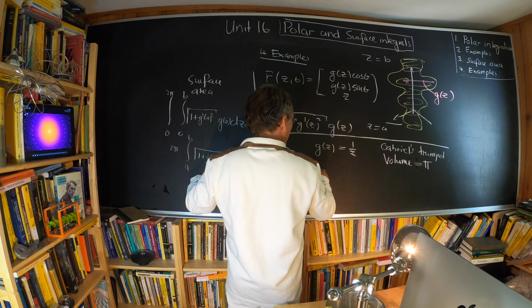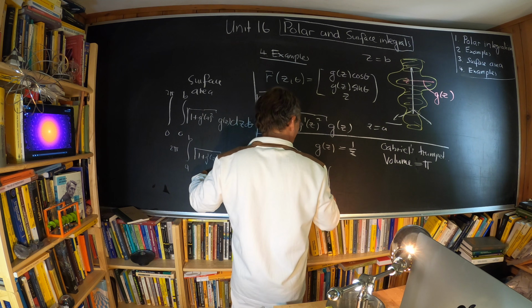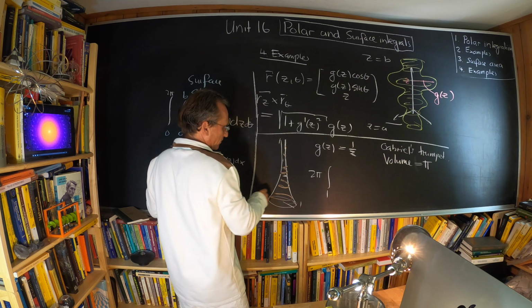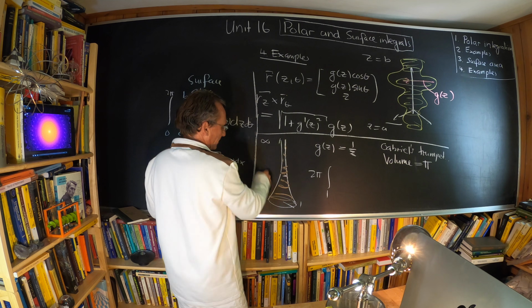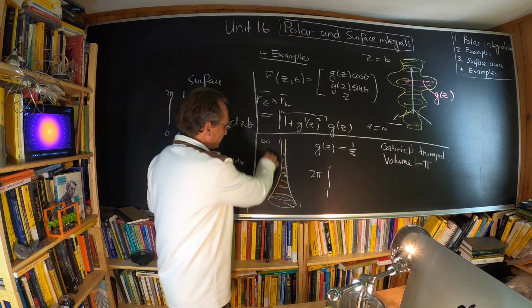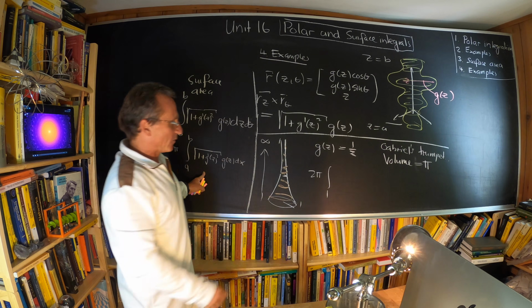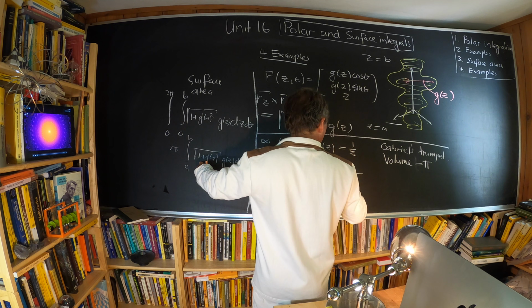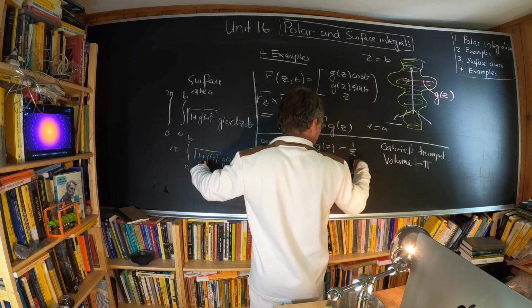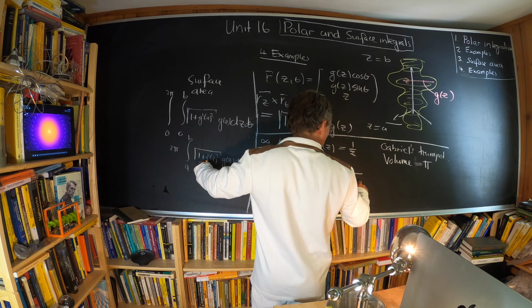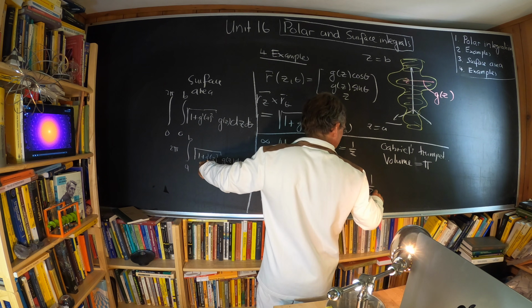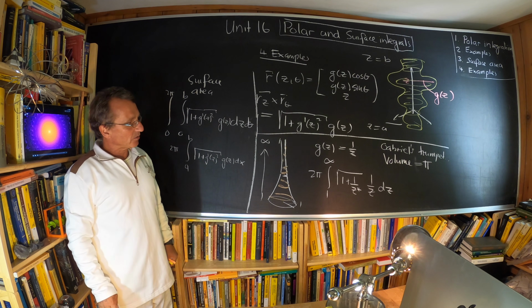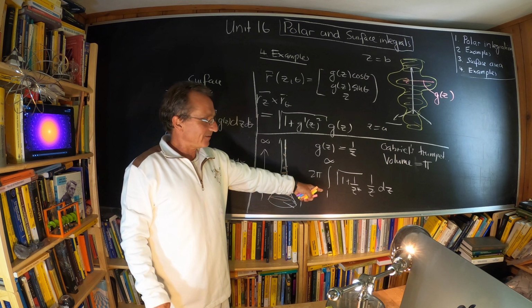So we have 2 pi, and then we integrate from 1. The radius is equal to 1 over z. We start from 1 and we go all the way to infinity because it's a heavenly trumpet, right? And then from 1 to infinity, square root of 1 plus g prime, which is minus 1 over z squared, so 1 over z to the 4, and then times 1 over z dz. That's a pretty cool integral. Actually we cannot do that so easily.